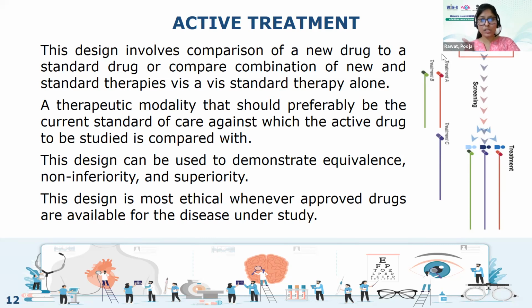So why is it called active treatment? Because all the arms are getting some kind of active ingredients. It can be a standard therapy. Suppose in treatment A you are giving the standard therapy, which has already been marketed, and in treatment B you are giving the new active ingredient, or in treatment C you are giving the combination of both, right? So such things happen.